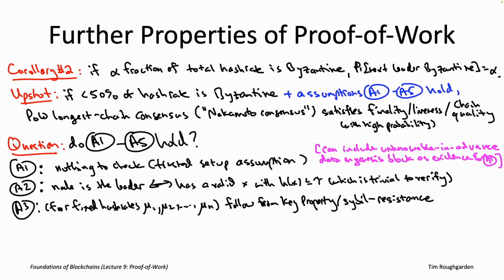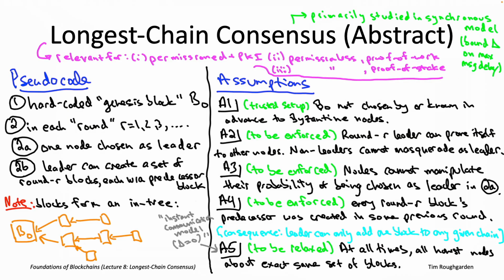All right, so let's move on to the fourth assumption. Assumption A4 says that it's impossible for the leader of a round R to propose blocks that have predecessors either to each other or to blocks that are going to be created in some later round. In a proof of stake context, which we'll talk about in lecture number 12, this assumption can actually be a little bit annoying. If you're using proof of work sybil-resistance, this assumption just takes care of itself in a very convenient way.